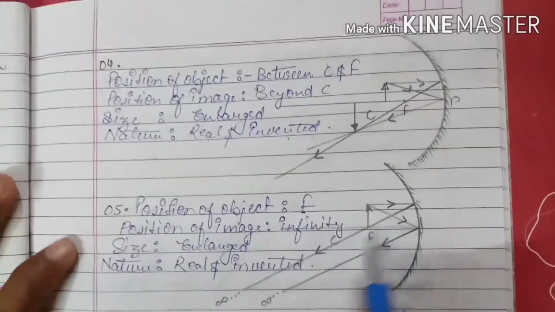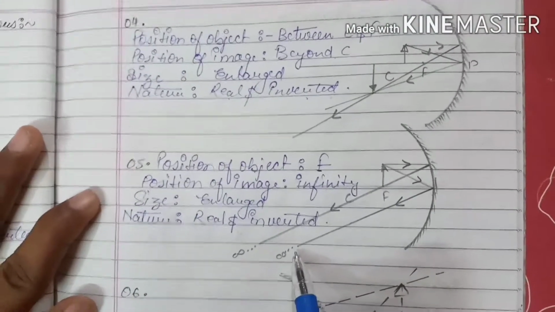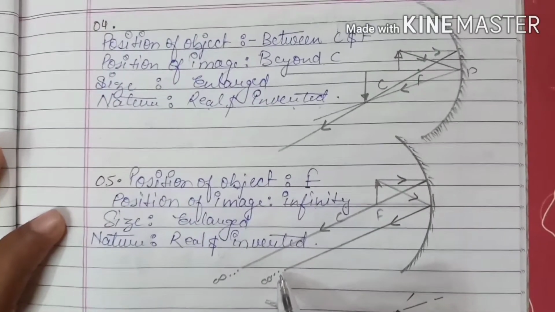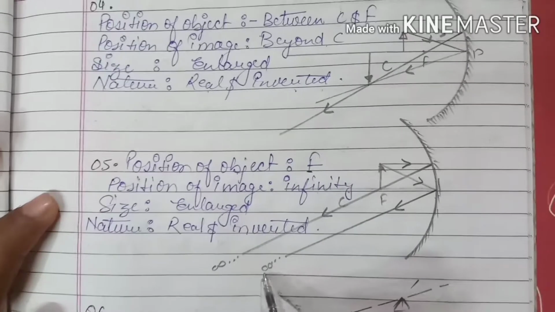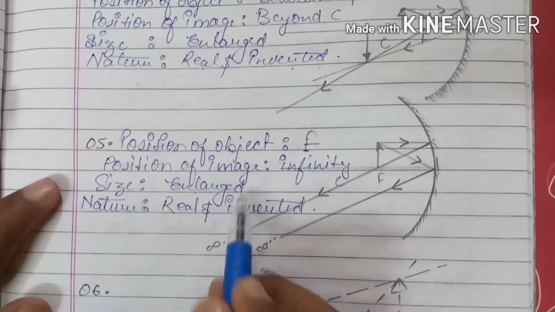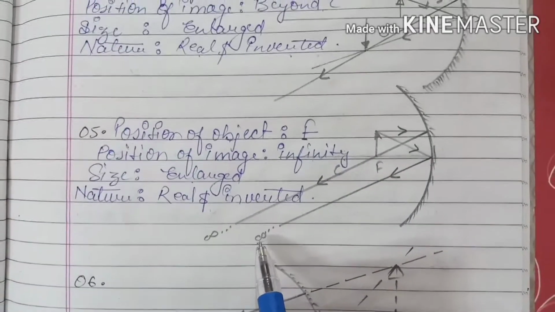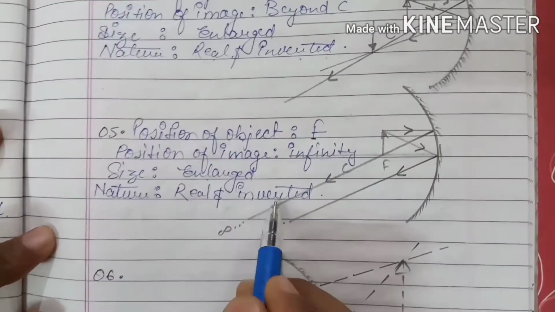See, when these reflected rays are taken, they do not appear to intersect, so we cannot say where they are meeting and forming an image. So we say that the image is formed at infinity. The size will be extremely enlarged because it is meeting at infinity, so you can think of what size it will be. Nature will be again real and inverted.